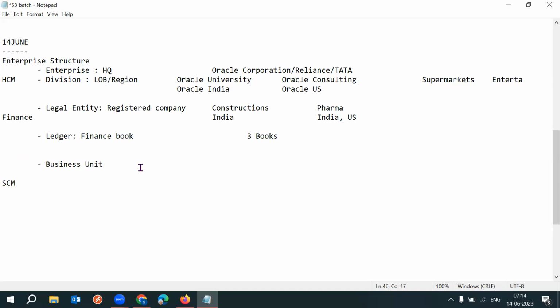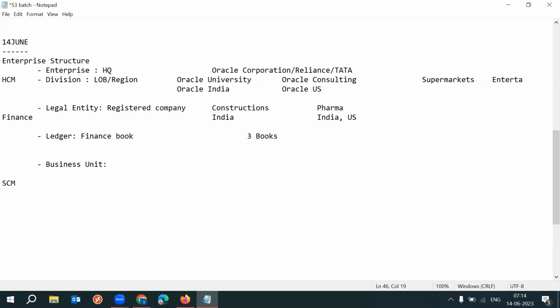Business unit. Team, hope you are able to follow me, right? For every technical word, I am giving a layman word also. What is meant by ledger book? It's a finance book. What is meant by legal entity? It's a registered company. What is meant by enterprise? It's a headquarter. So this is technical terminology, Oracle terminology, and I am giving the normal layman words and examples also.